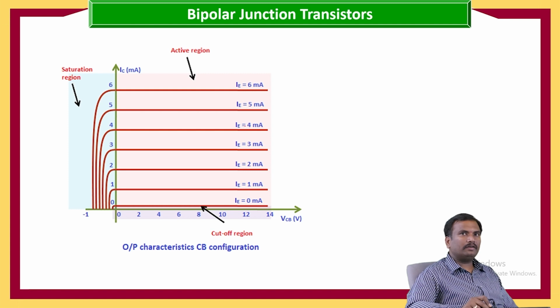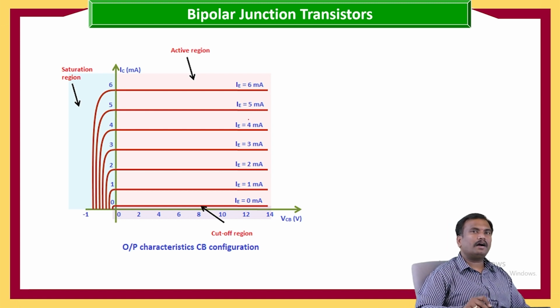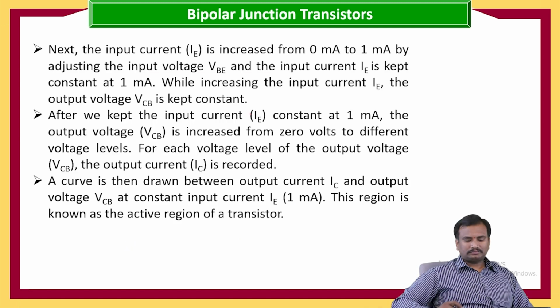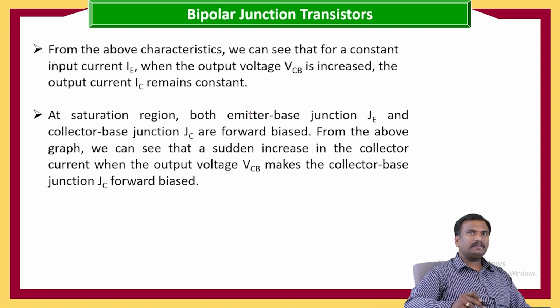we are going to have the output characteristics of bipolar junction transistors under common base configuration. And from this we can see that for a constant input current IE, when the output voltage is increased, the output current remains constant.